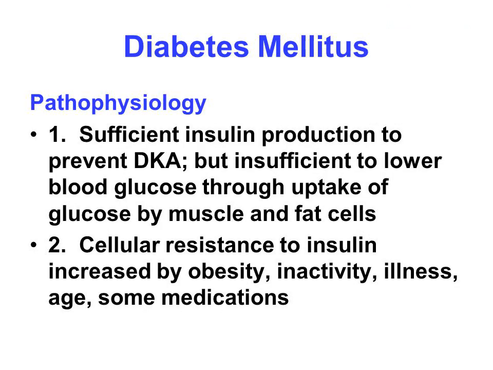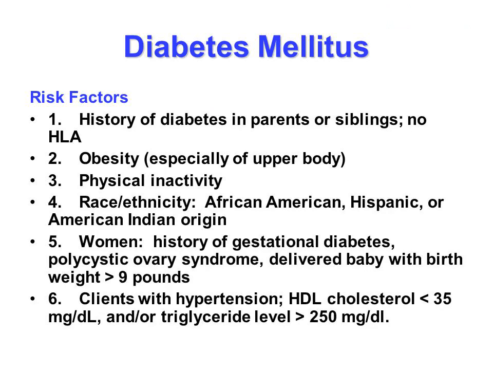Diabetes mellitus pathophysiology. 1. Sufficient insulin production to prevent DKA, but insufficient to lower blood glucose through uptake of glucose by muscle and fat cells. 2. Cellular resistance to insulin increased by obesity, inactivity, illness, age, some medications. Diabetes mellitus risk factors.